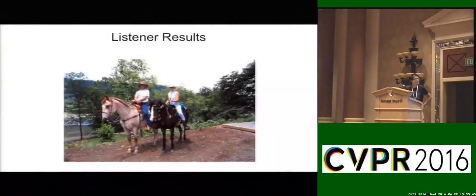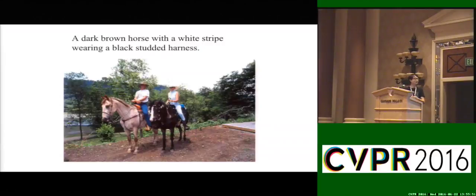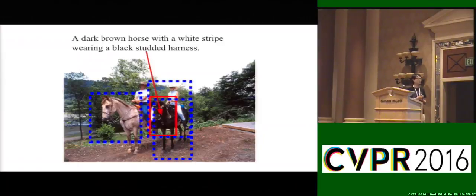Okay, so let's see some listener results. This is an image from our test set. We have a pretty complex sentence: "a dark brown horse with a white stripe wearing a black sandal harness." And the system is doing a pretty good job. By the way, the blue dotted rectangles mean the top alternatives generated by the model.